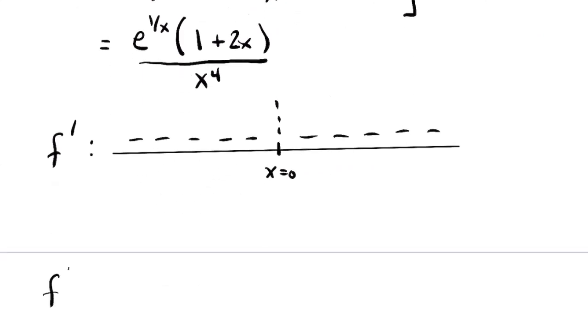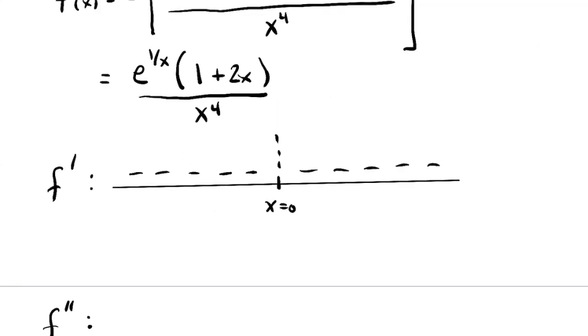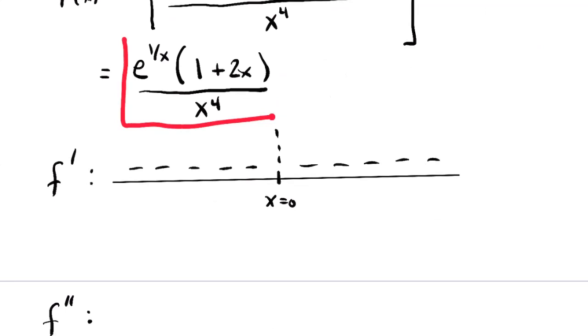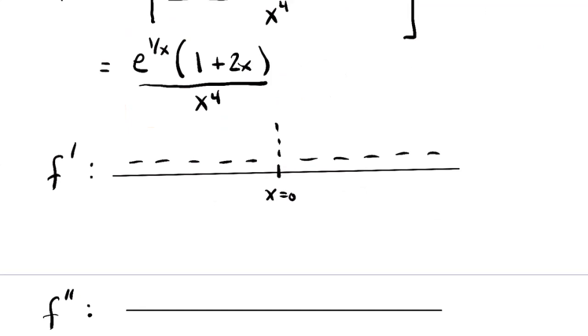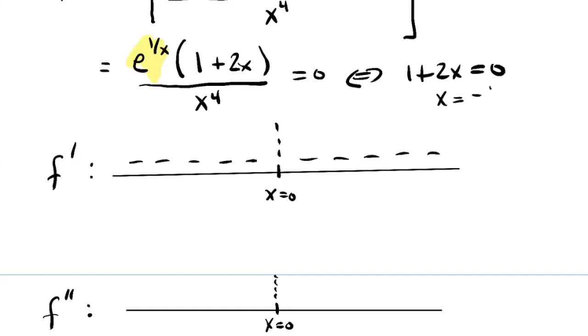Your next order of business is to get one for f double prime. F double prime, you can barely still just see it here. So we need a sign diagram for it. Let's make ourselves another, as close as we can to horizontal, number line. F double prime is also not defined at x equals 0. This exponential factor up here in the numerator doesn't contribute to being zeros. So f double prime is equal to 0 if and only if 1 plus 2x is, and that's if and only if x is minus a half. Subtract 1 and divide by 2.